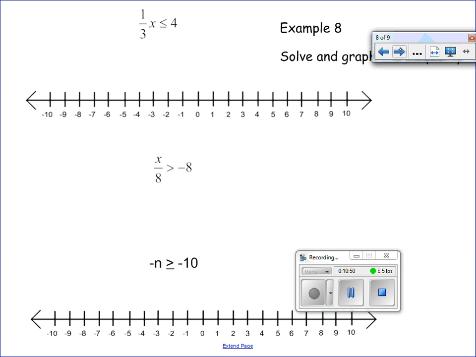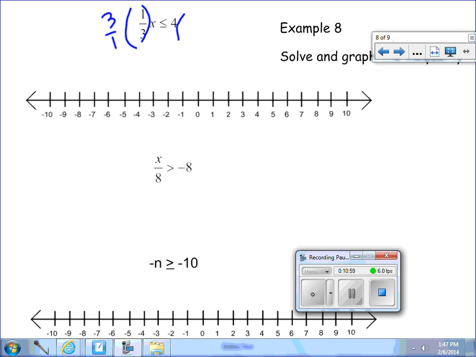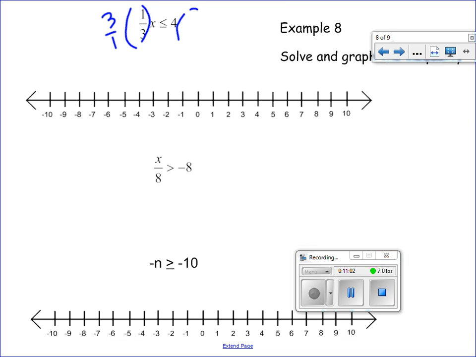Okay, let's solve for this inequality and graph it. Multiply each side. Multiplicative inverse. So I'm going to multiply each side by 3/1. x is going to be less than or equal to 12. I did not have a 12 on here, so I'm just going to extend this number line right here. And x is less than or equal to 12, so it's going to be a closed circle. Just follow it all the way down.